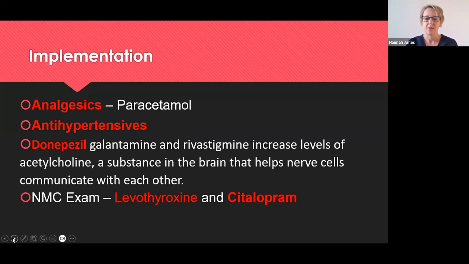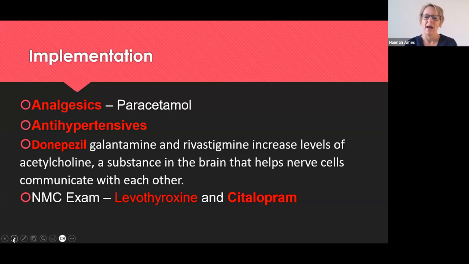Implementation. So in terms of your NMC OSCE, the key medications normally are your standard analgesics, so your paracetamol. Sometimes there's antihypertensives, so it's good to have a good knowledge of your key antihypertensive medications, your medications that lower blood pressure, because they can come through quite a few scenarios. Like I said, your medications for Alzheimer's treatment. Again, they might not be due at your time, but they might be on the chart.